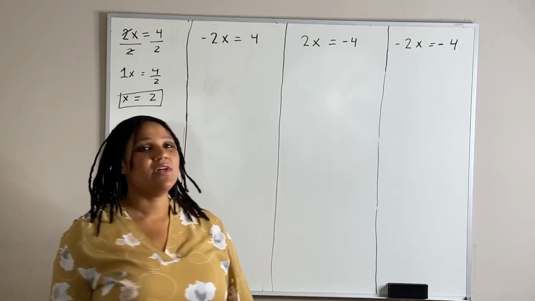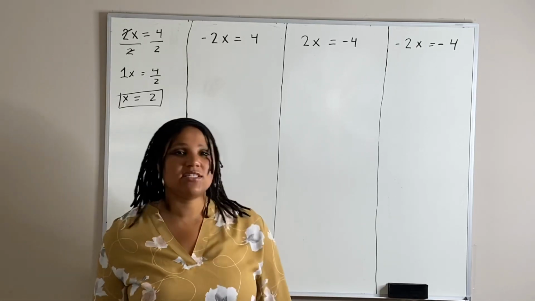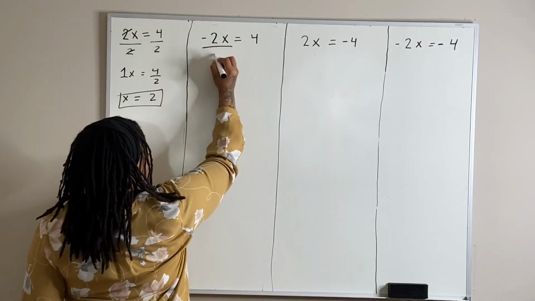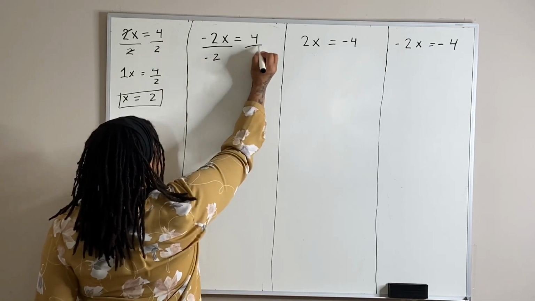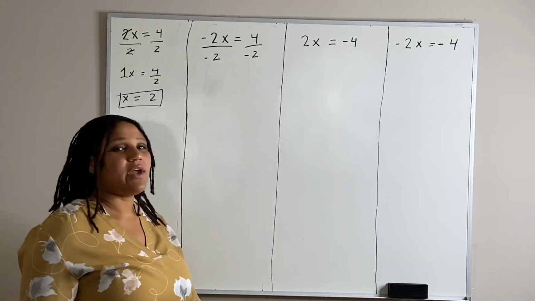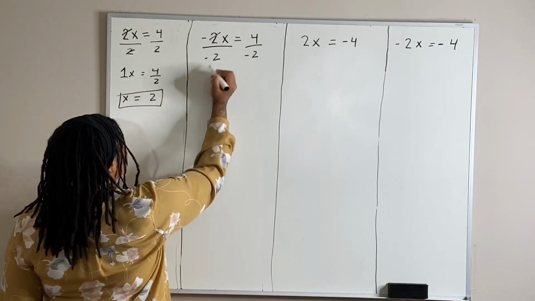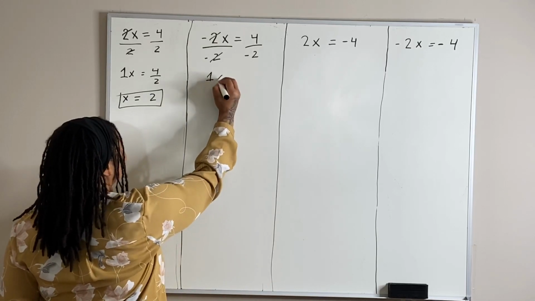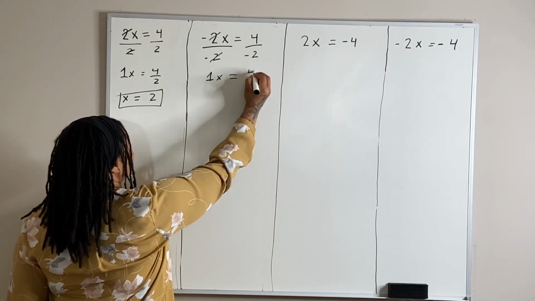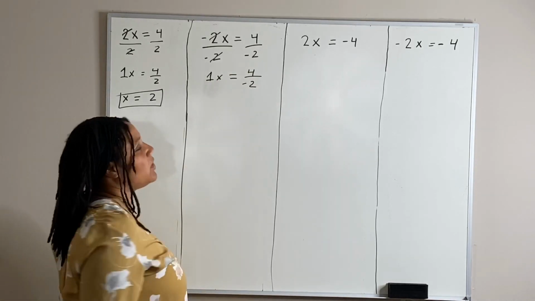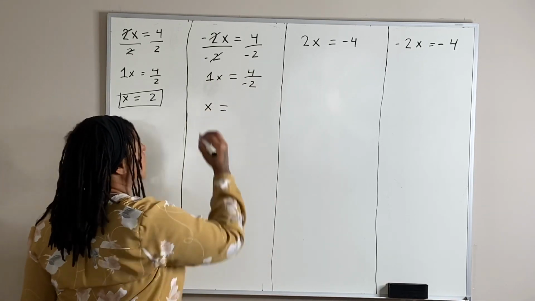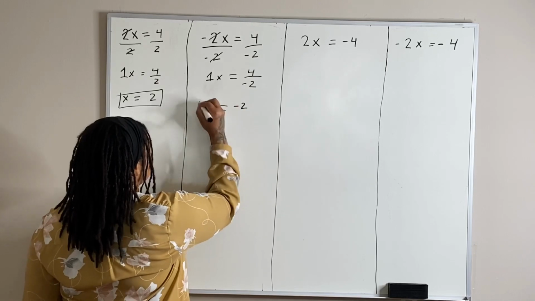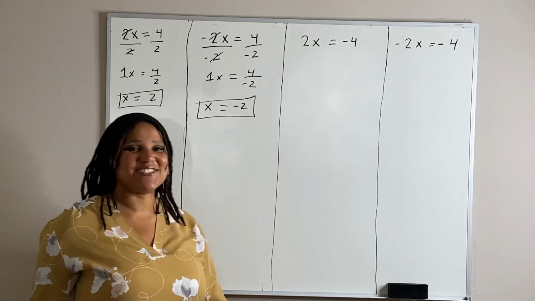What about the second example? This time we have negative 2x is equal to 4. Well, we want x by itself, right? So I am going to divide both sides by a negative 2. Okay, so a negative divided by a negative is a positive. So again, we have a positive 1x, and we have 4 over negative 2. Again, 1x is just x, so I'm just going to write the x by itself. And 4 divided by a negative 2 is a negative 2. Okay, so there you have it for the second example.